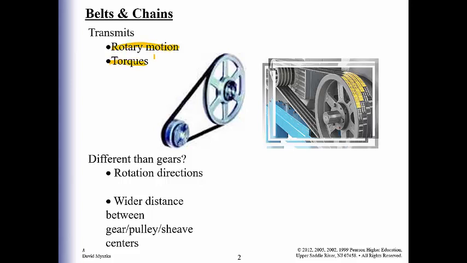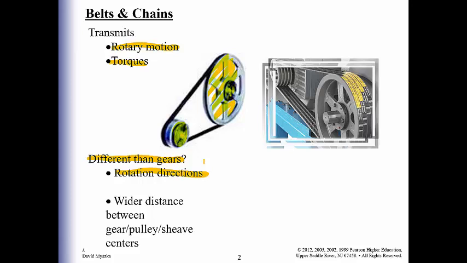So you could have the torque from one part of your belt system be transmitted to the other side, but also change the torque. So that's a useful aspect. And also, the main difference between our belts and chains and gears is the rotational directions, because we know for gears, when one gear is turning one direction, the other gear that it's connected to is turning the opposite direction.